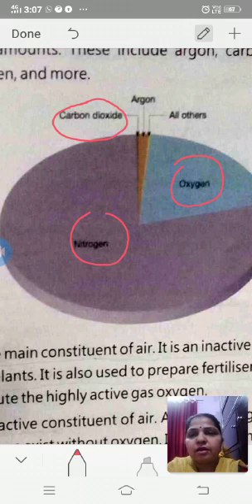Next is water vapor. Water vapor is present in air and is the source of dew, clouds, rain, snow and hail.